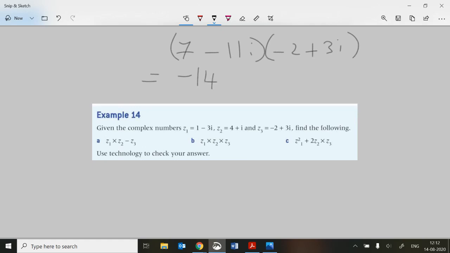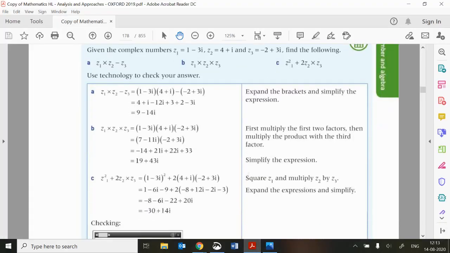So we've got -14 and -21. That's right. Yes, plus 21i, sorry. And then we've got plus 22i, and timesing the last two things out, we've got 33 minus 33i squared, which brings us back to plus 33. So we can see here we're getting 19 plus 43i. Let's just check we've got that one right. Hurrah, we got that one right.